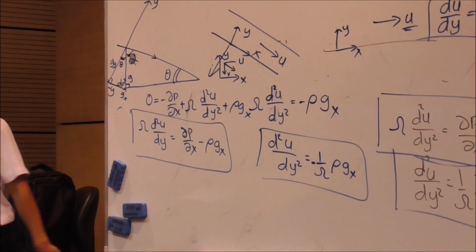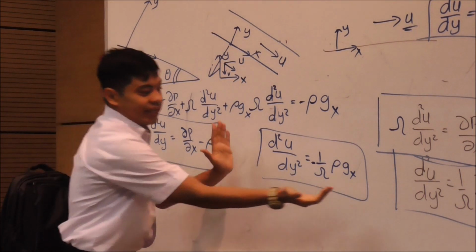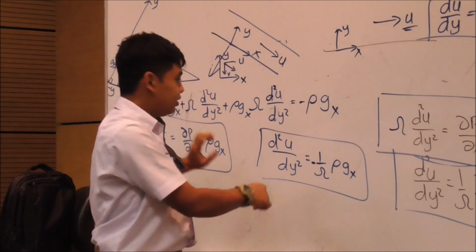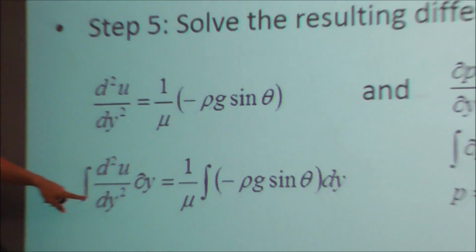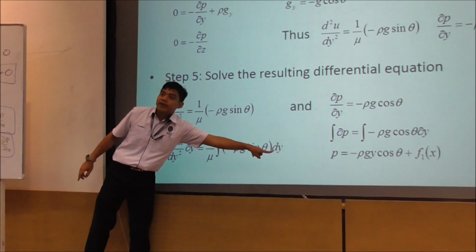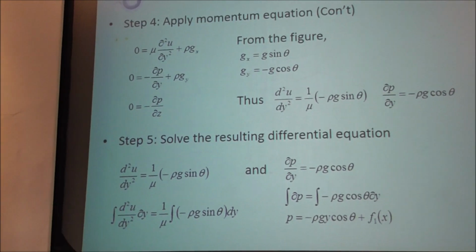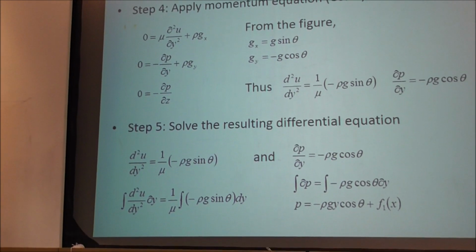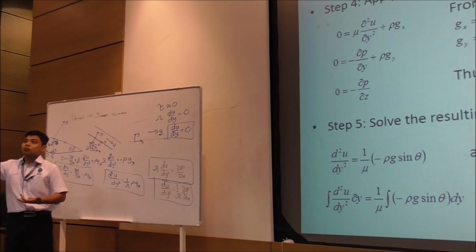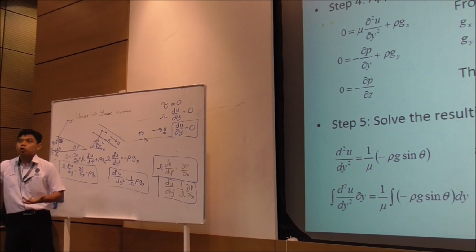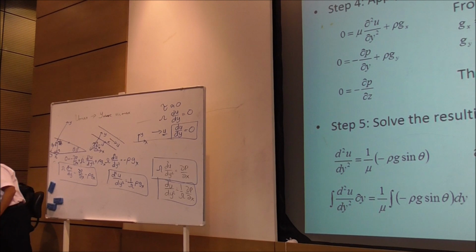So what next? We are taking this one again. We are not talking about that one, that one is your problem. This one is my problem now. I have this, so I double integrate it. Since g sine theta is not a function of y, you can just double integrate it with respect to y. So you will get y squared plus c1 y plus c2. That's what you will have.